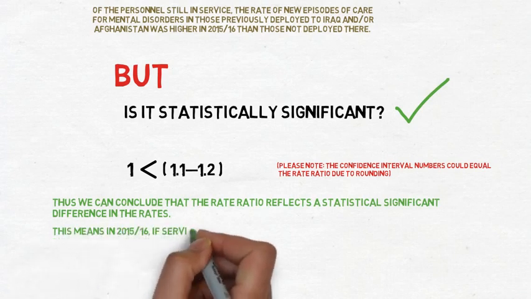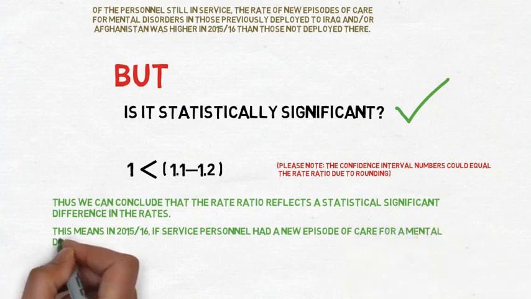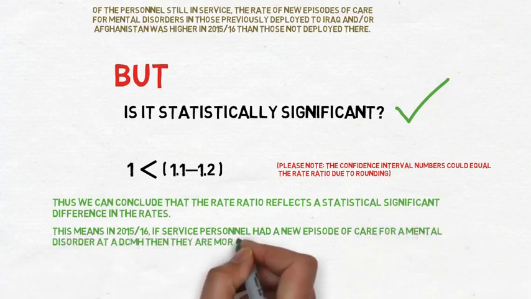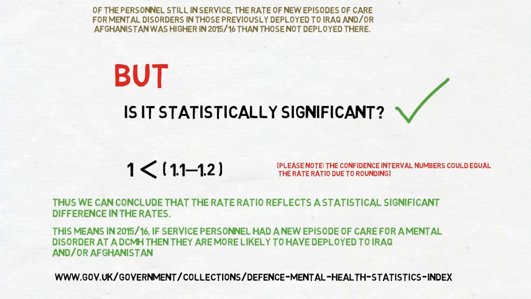This means in 2015-16, if service personnel had a new episode of care for a mental disorder at a DCMH, then they are more likely to have deployed to Iraq and/or Afghanistan. If you want to know more about rate ratios, confidence intervals, or statistical significance, then please see the background quality report found on the gov.uk website.